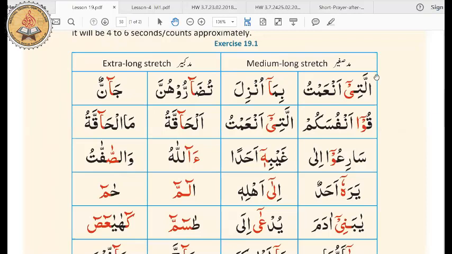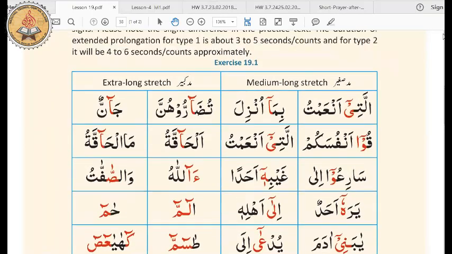So just be mindful, when you see this sign, madda saghira, you are just lengthening it 3 to 5 seconds, and when you see this sign, a bit thicker one, and it's slightly different, it will be minimum 4 or maximum 6 seconds long.